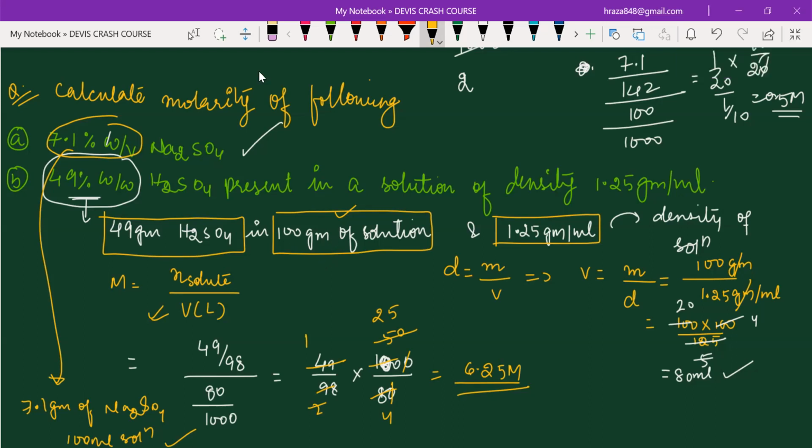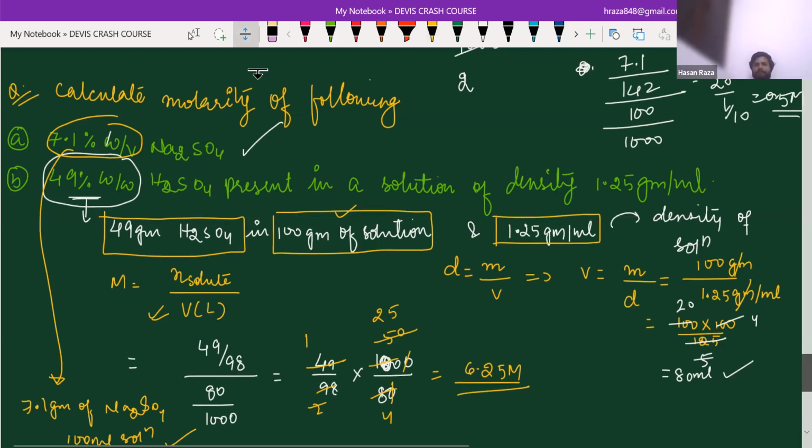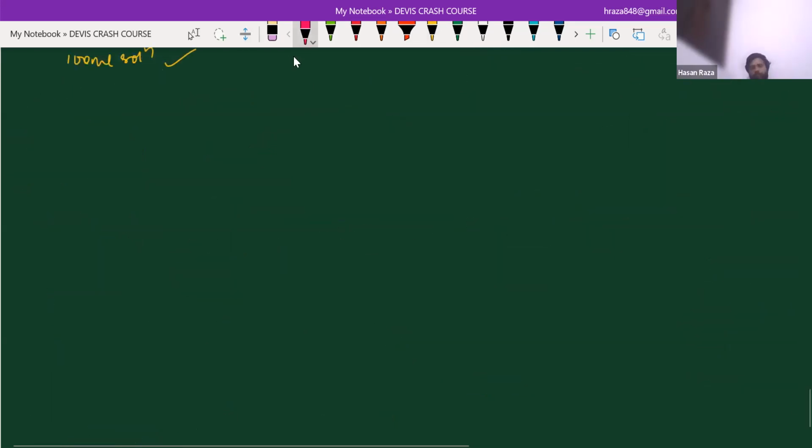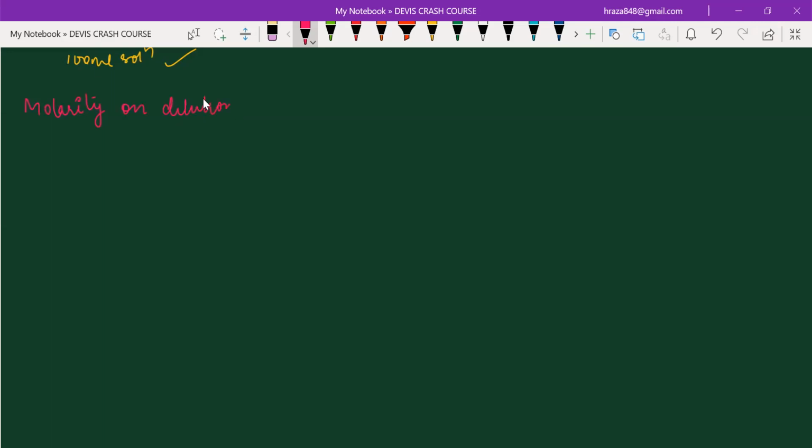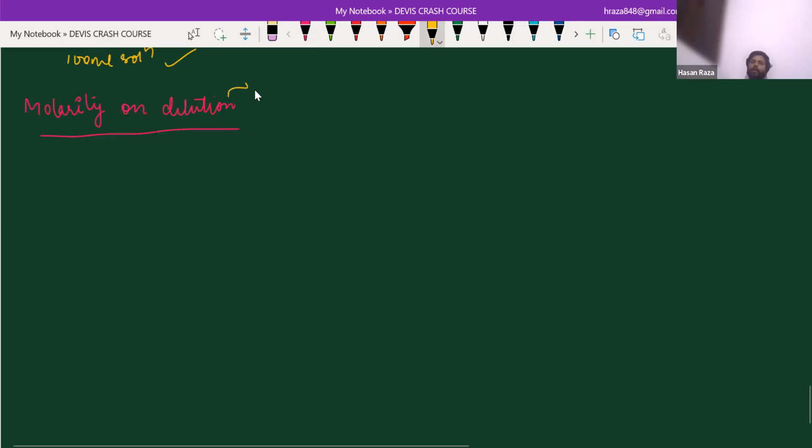Okay, done. So this is the direct question on molarity. Basically, there are questions like molarity on dilution. Do you know what is dilution? Like mixing with water, it becomes dilute. Yes, basically addition of solvent. If you add solvent, that is dilution. And in our day-to-day life, we dilute it by mixing water, right?